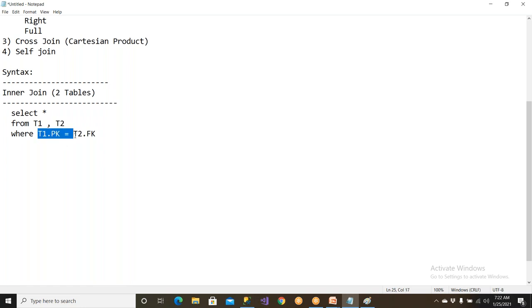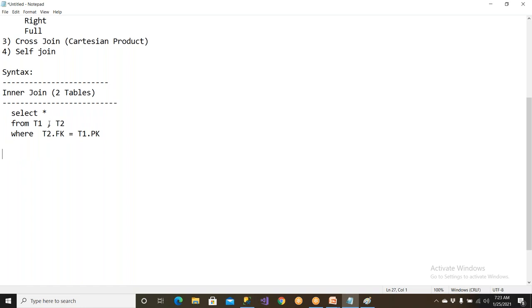Okay. So you may say, sir, can I reverse this? A equals to B. Can we say B equals to A? Will it work? Why not? We know the mathematics. If A equals to B, that means B is equivalent to A, right? So whether you write like this or like this doesn't matter. Foreign key equals to primary key is equivalent to primary key equals to foreign key. There is no problem at all.